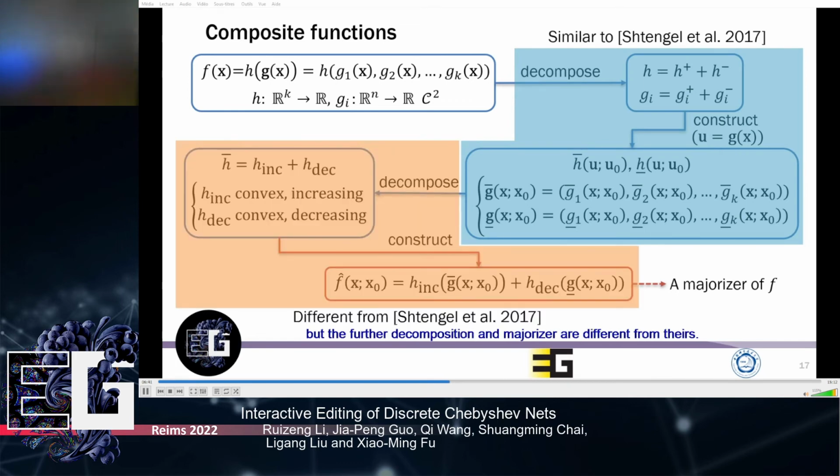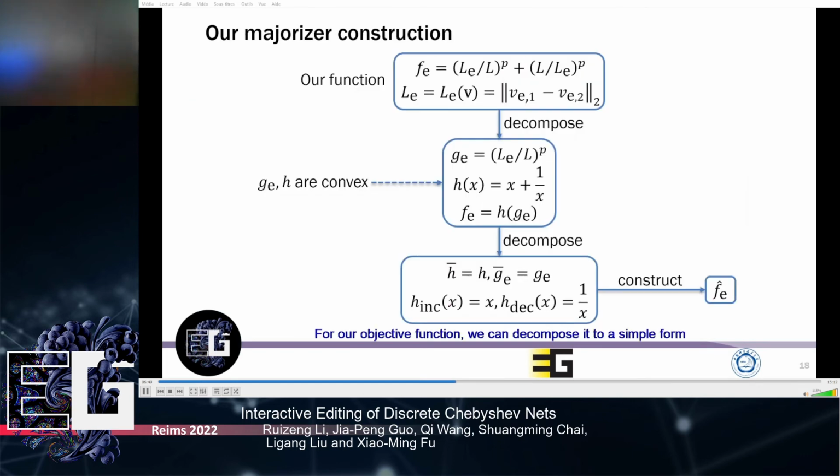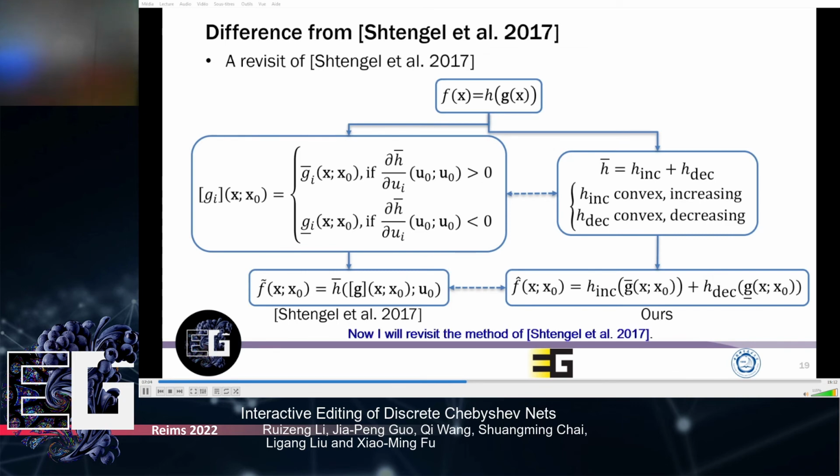In our method, the beginning steps are similar to Stangle et al.'s, but the further decomposition and majorizer are different from theirs. For our objective function, we can decompose it to a simple form and construct the convex majorizer. Then the modified Hessian is computed as the Hessian matrix of the majorizer.